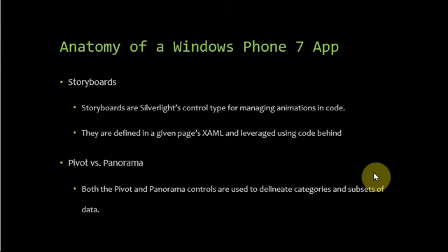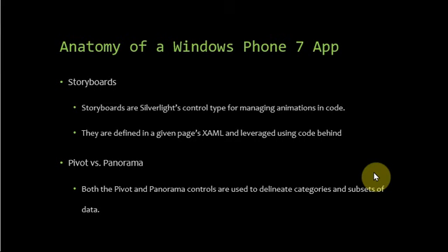Good morning, students. We'll move on with the next topic, that is anatomy of a Windows Phone 7 app. In this particular topic, we are going to see the basic design elements that are used in Windows Phone 7 application development and how we can use the tools that we have in hand to implement these design elements. The first one that we are going to see is about storyboard.